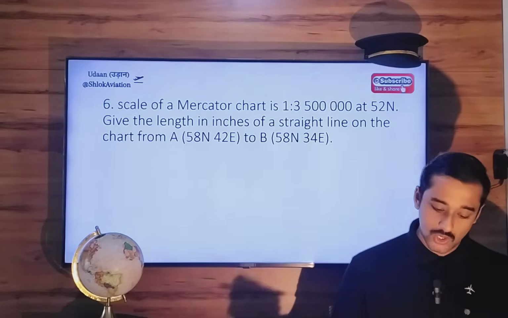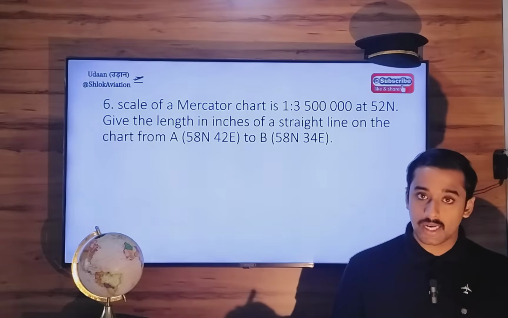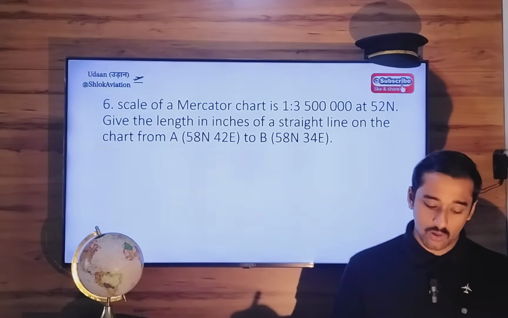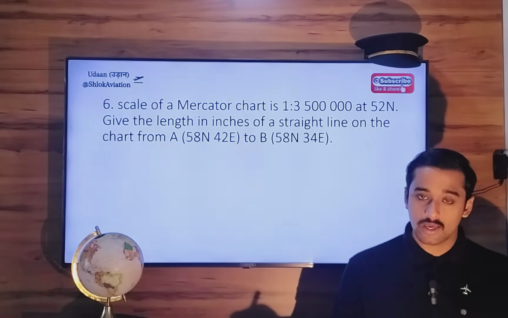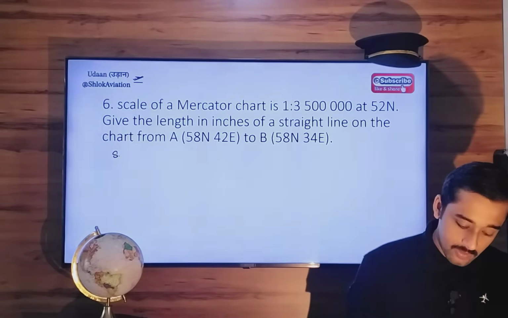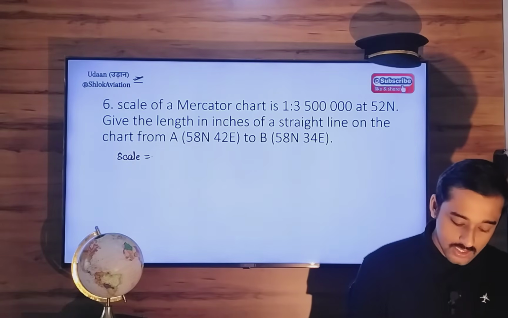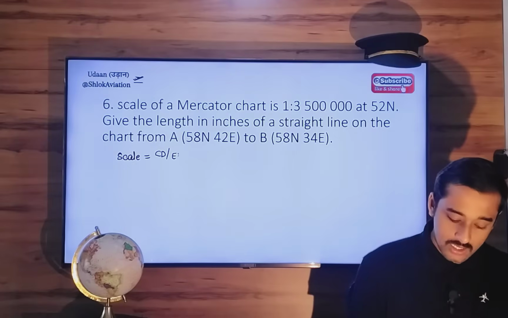Mercator chart is so and so at 52° north. Give the length in inches of a straight line on the chart from A 58 north 42 east to Bravo 58 north 34 east. Basically, we are going to use the scale formula. Scale equals chart distance upon earth distance.